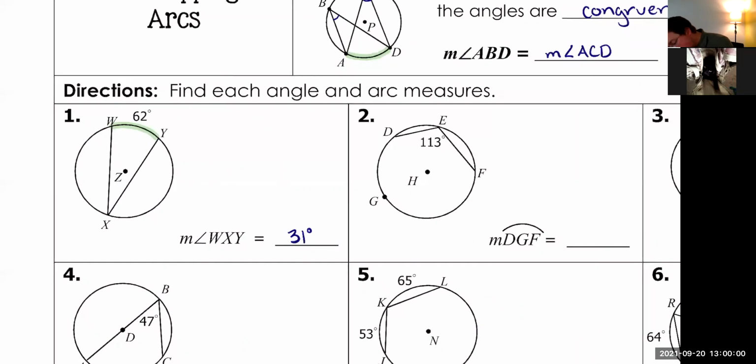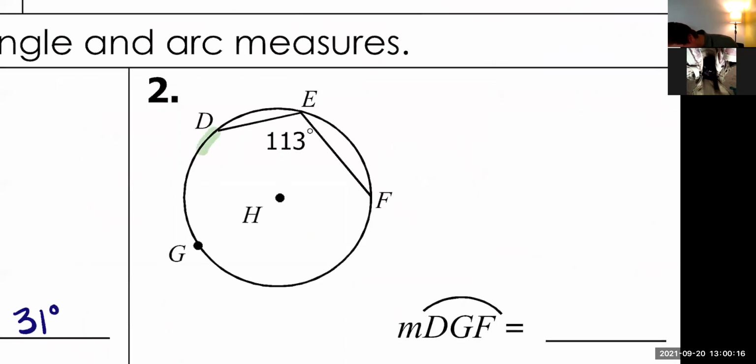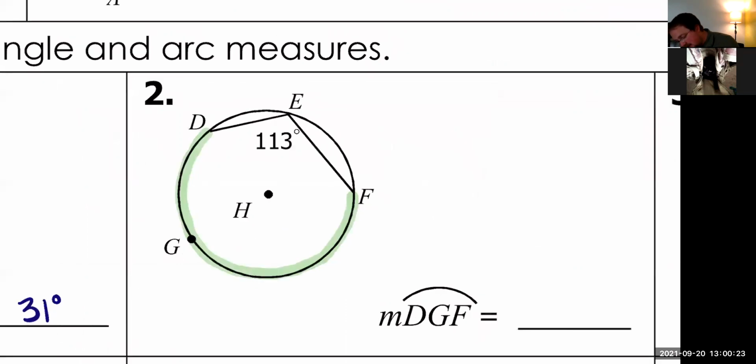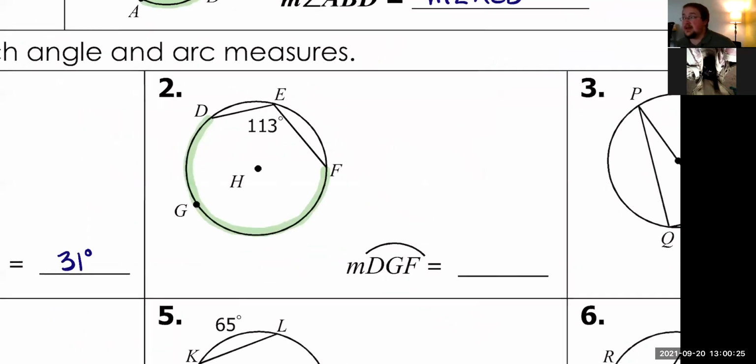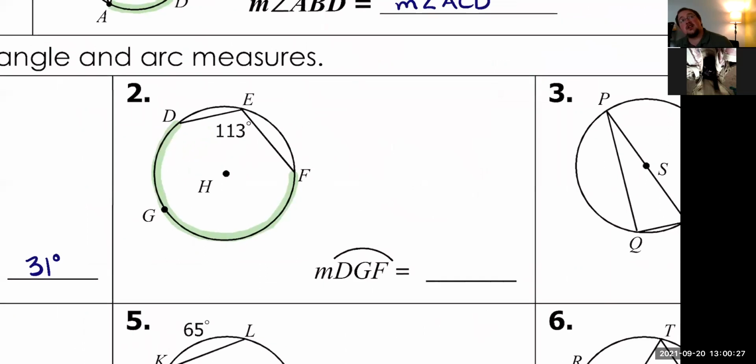Number two, this one, again, is a little bit in reverse. This time we have an inscribed angle DEF. And because of how big it is, the arc that it's intercepting is a major arc. So 113 is the measure in degrees of that inscribed angle. That inscribed angle is half the measure of that arc it's intercepting, which means the arc must be 226.